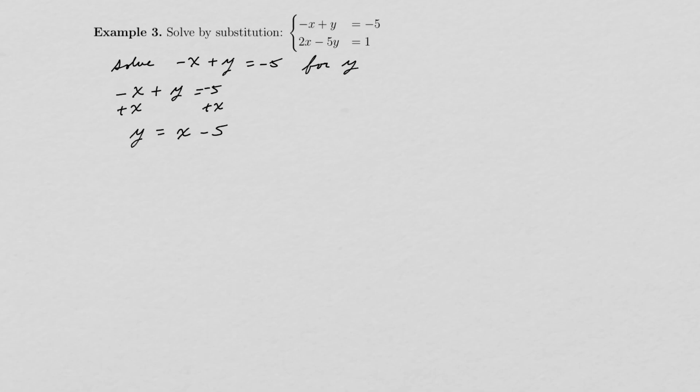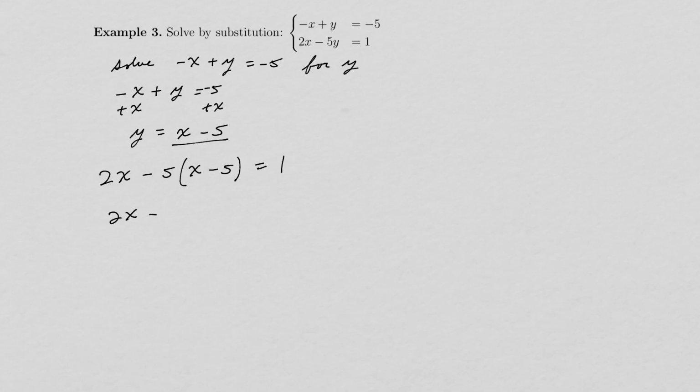Okay, now, second part. I go to the second equation, and where I have a y, I'm going to substitute in this expression, the x minus 5. So I go to the second equation, 2x minus 5, y, be careful, put parentheses, and the entire y now is x minus 5. That's got to equal 1. Notice now that this equation is just in terms of x. I can solve it now for x.